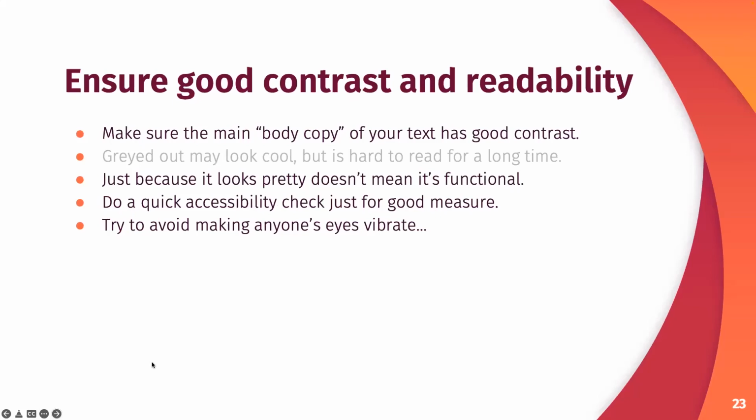If you ensure that you have good contrast and readability, you want to make sure that the main body of your content or your text has good contrast, because grayed text, I see it very often. It's really trendy, but it's too muted and it's kind of hard to read for a long time. So that second line there is an example of that. Just because it looks pretty doesn't make it functional. So it's always good to do a quick accessibility check to make sure that you have good readability and that everyone is able to enjoy your product. You also want to avoid making anyone's eyes vibrate.